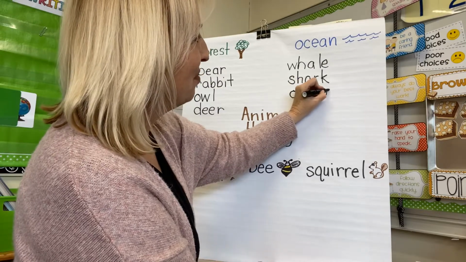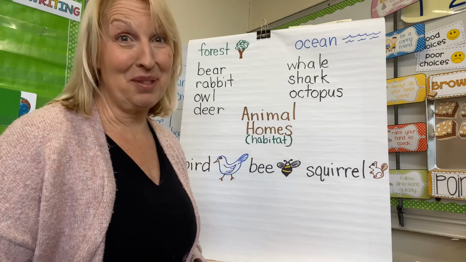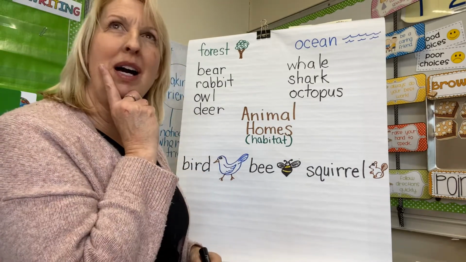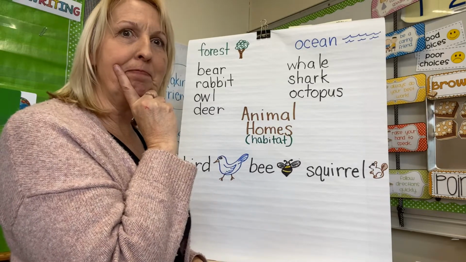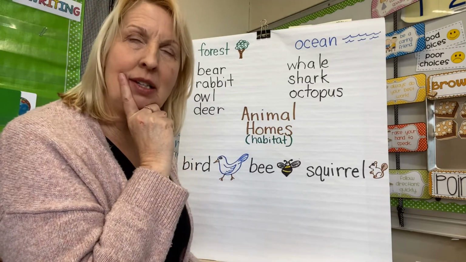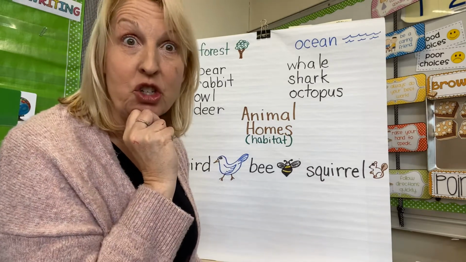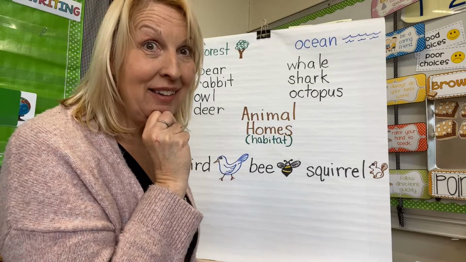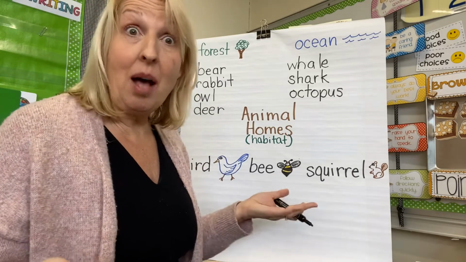An octopus. Yes, for sure, an octopus lives in the ocean. Let's see, one more ocean animal. Can you think of one? Oh, I'm thinking of one with a hard shell. Do you know an ocean animal with a hard shell? Yeah, a crab or a lobster.